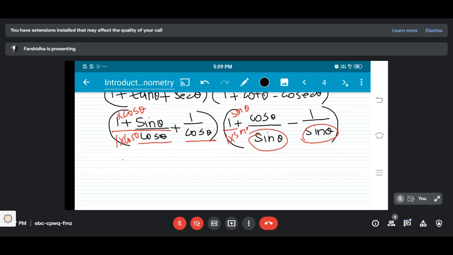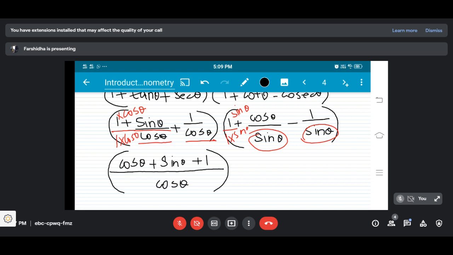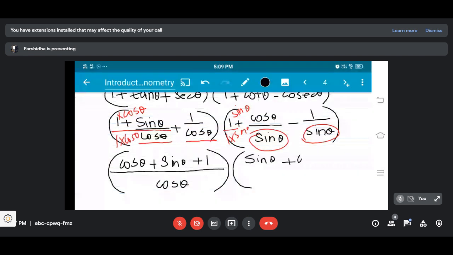So 1 into cos theta, cos plus sin theta plus 1, divided by cos theta, since the denominators are the same, you can write 1 cos theta. Same way, 1 into sin theta, sin plus cos theta minus 1, whole divided by sin theta.